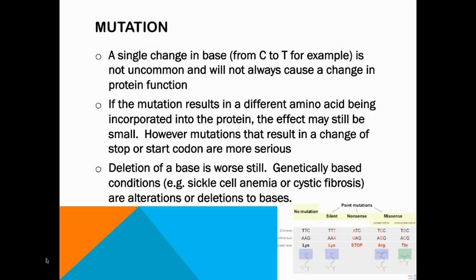Sickle cell anemia and cystic fibrosis are both alterations to deletions of bases. You can see the different kinds of mutations at the bottom of this slide. If you want to stop and look at those four, stop the podcast and look at them a little bit more closely.